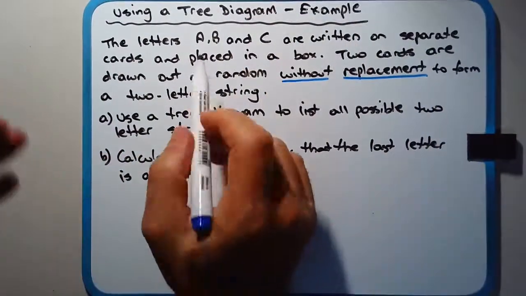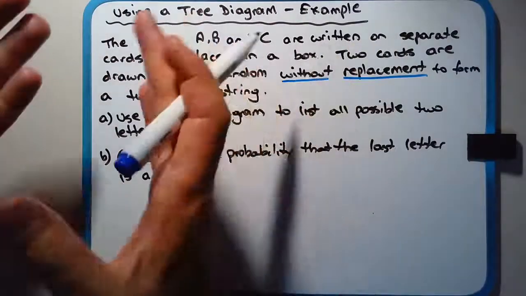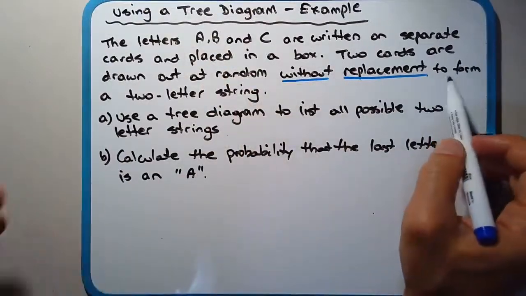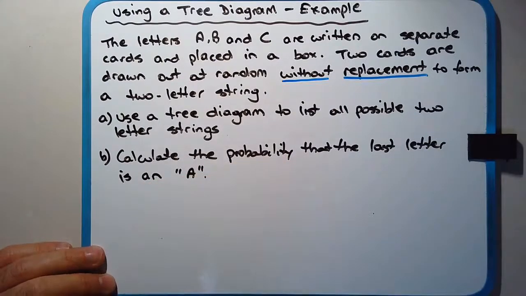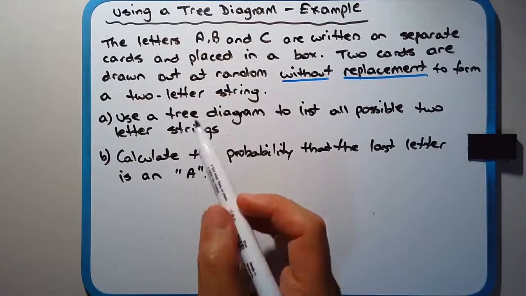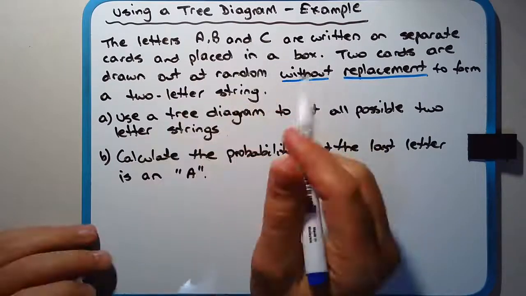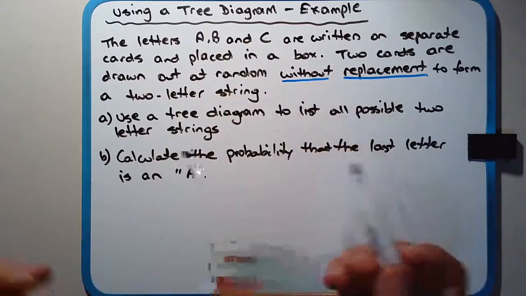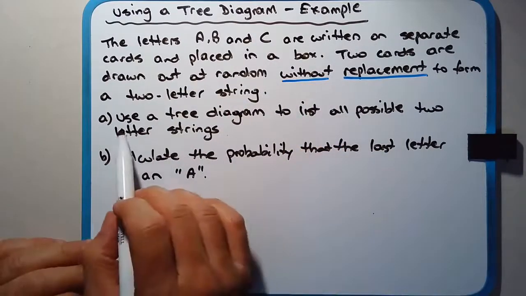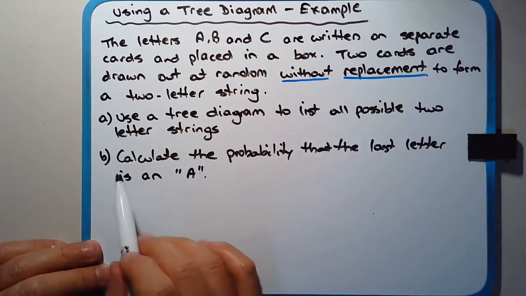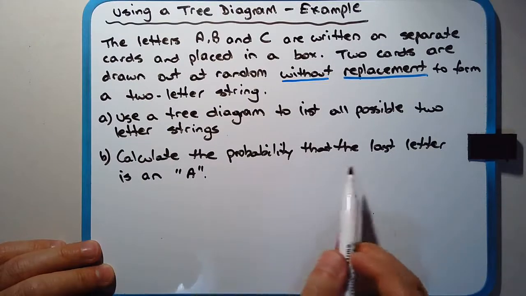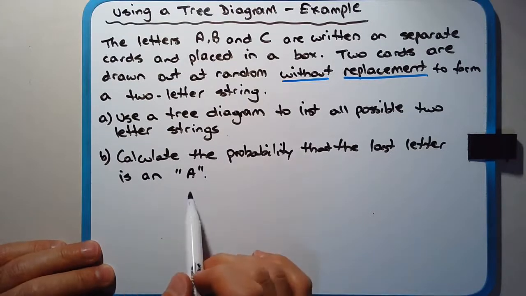So we're not going to have doubles of anything being drawn, or no chance of doubles, to form a 2-letter string. Okay, so when we talk about a 2-letter string, it's just 2 letters in sequence, like A, B, or B, C, or A, C. Use a tree diagram to list all possible 2-letter strings. And part B, calculate the probability that the last letter is an A.